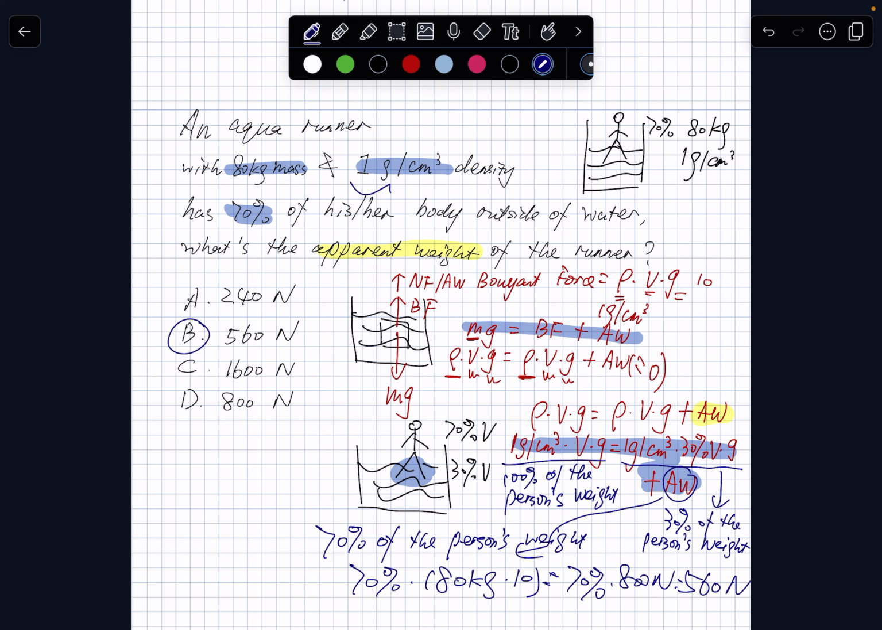So next time on the MCAT, you can solve this problem really quickly. If you know the density of the person is the same as the fluid's density, you just have to pay attention: it's 70% of the body that's outside of the water, so it's 70% times the weight, okay? If it's 30% outside of the water, the math will be 30% times weight. Sometimes they don't tell you what percent is outside of the water. They tell you 50% is submerged in the water. Then it's just different wording, but the same logic. It will be half of the weight, which is the apparent weight, okay? I hope that's helpful.